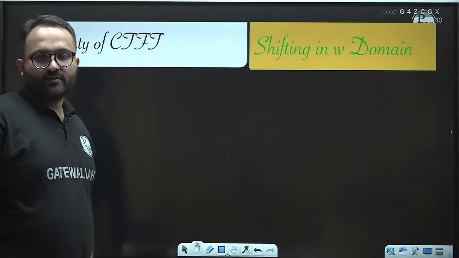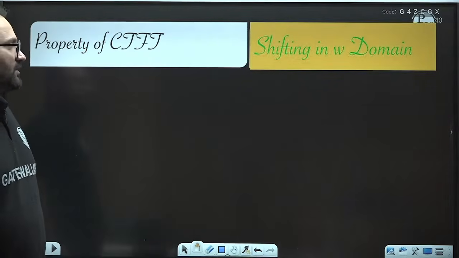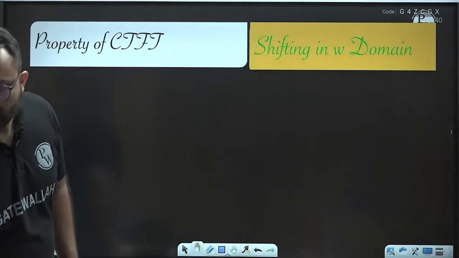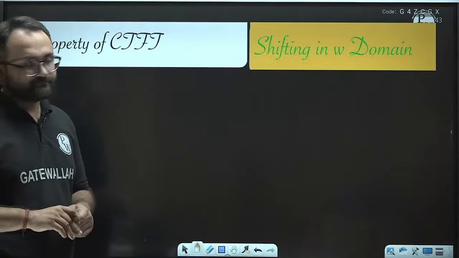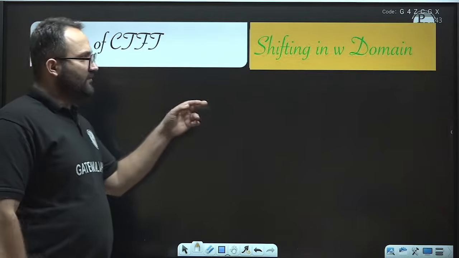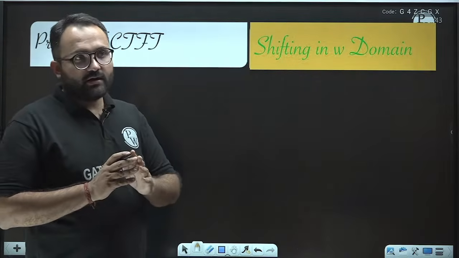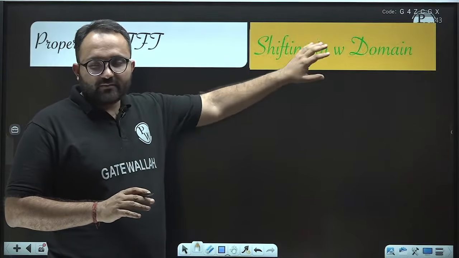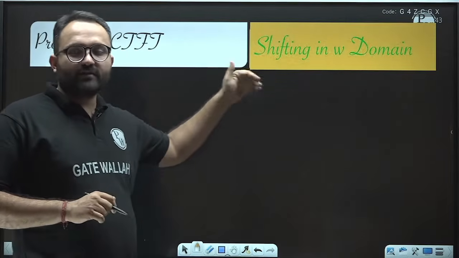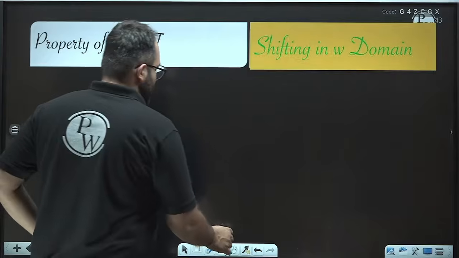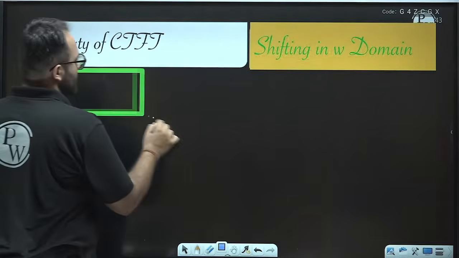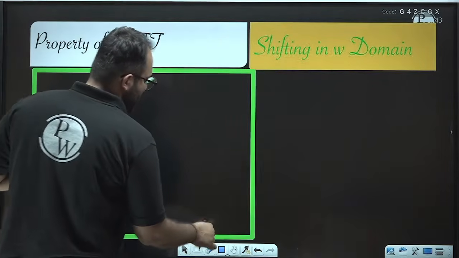Next is shifting in the omega domain. Now this property is very important, and let me explain it with the help of an example. First of all, let us see the property. Do you remember this? The effect goes with the opposite sign.